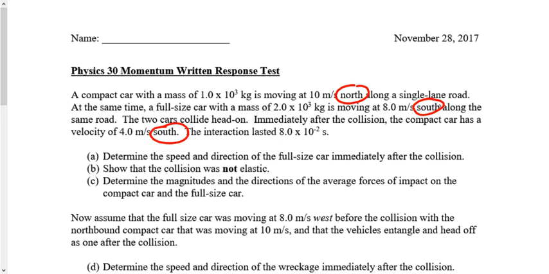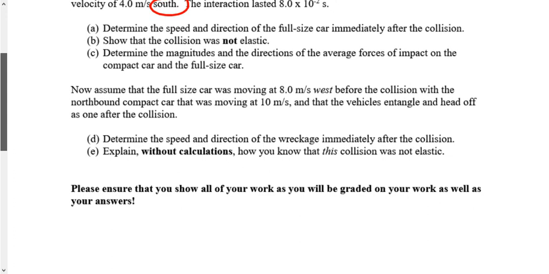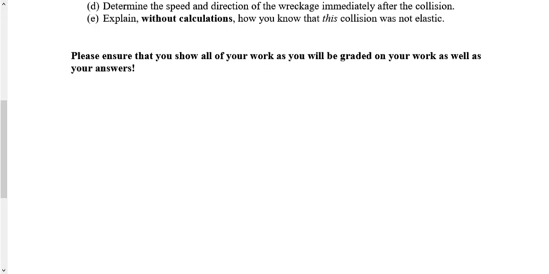Now, let's write down some givens here. D and E, of course, we're changing the question, so we'll worry about D and E later on. We'll focus on A, B, and C together here. What am I given in this? Well, we know that the compact car, which we'll call car 1, has a mass of 1,000 kilograms.